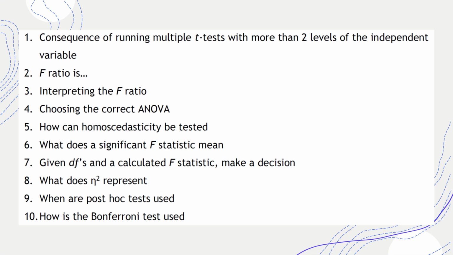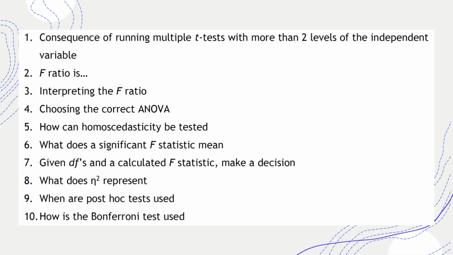Number 8, what does eta squared represent? This is kind of a definition question, as far as what it is, and it has to do with the variability that's accounted for. Number 9, when are post hoc tests used? Well, you have to use a post hoc if you reject a null that has more than 2 means.